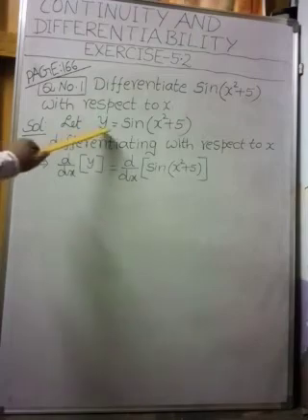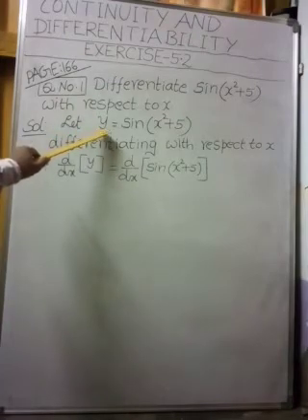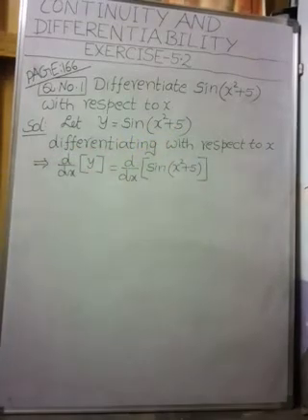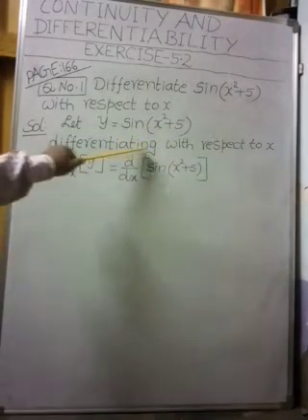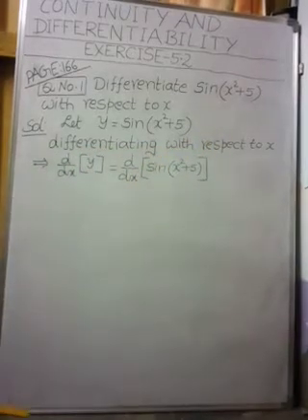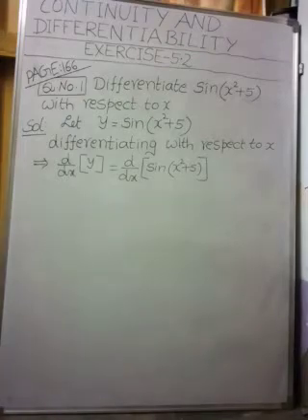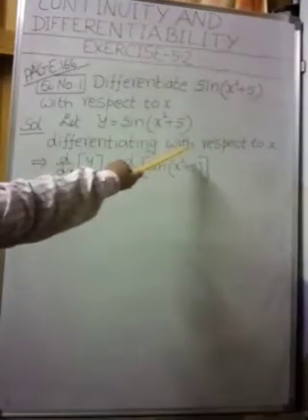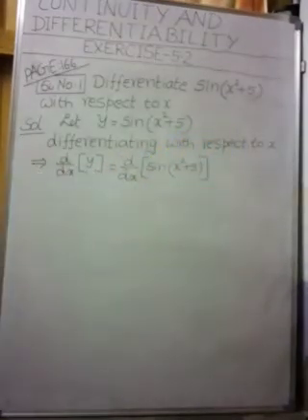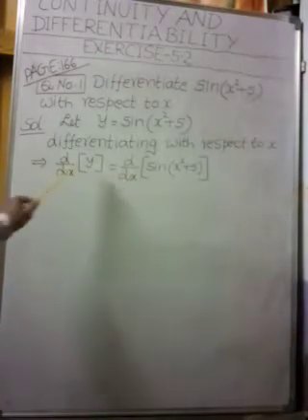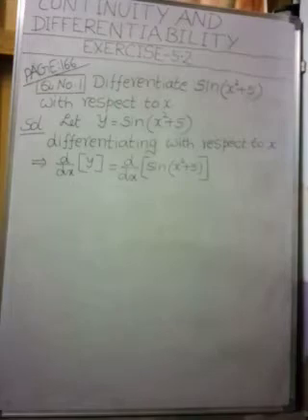So let us assume that the given function is y. So y is equal to sin of x square plus 5. Okay, my dear children? Differentiating with respect to x on both sides, then we write the differential operator on both sides. What is the differential operator here? d by dx, because we are differentiating the functions with respect to x on both sides. That is why d by dx is the differential operator. So I wrote the differential operator on both sides. Is it clear, my dear children?